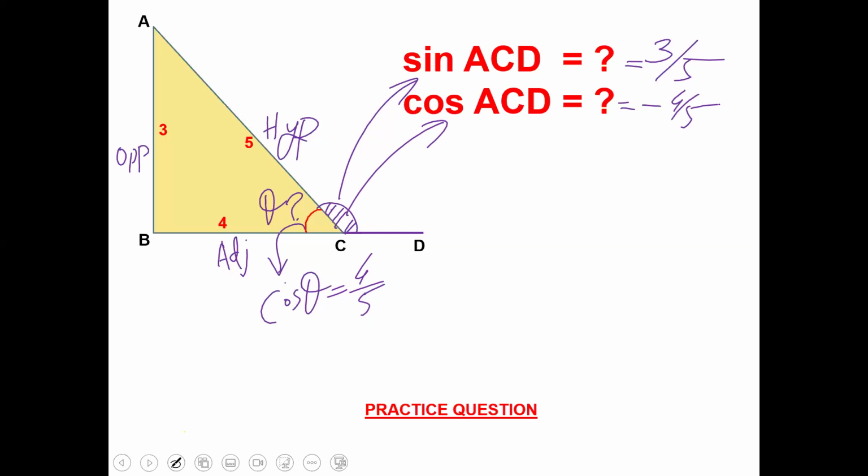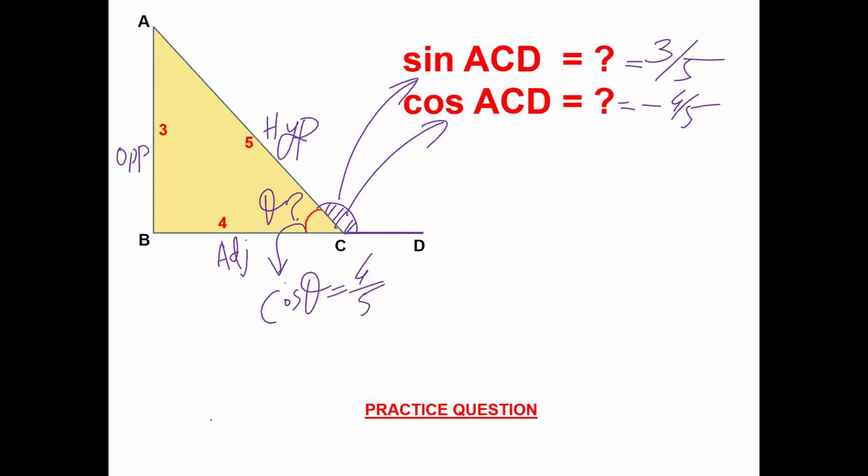Why minus? Because in supplementary angles, cos remains the same, but the plus becomes minus.